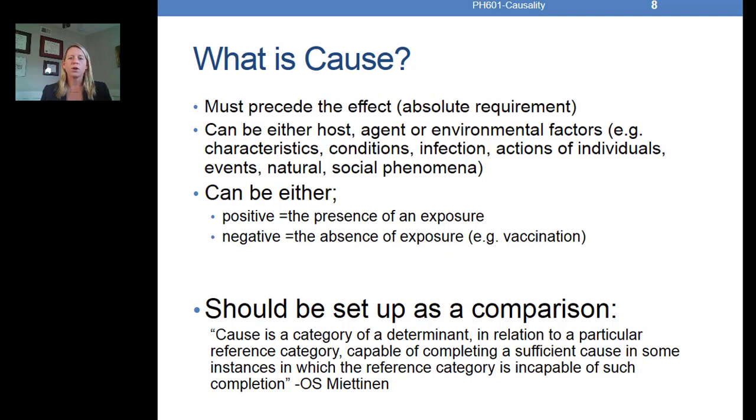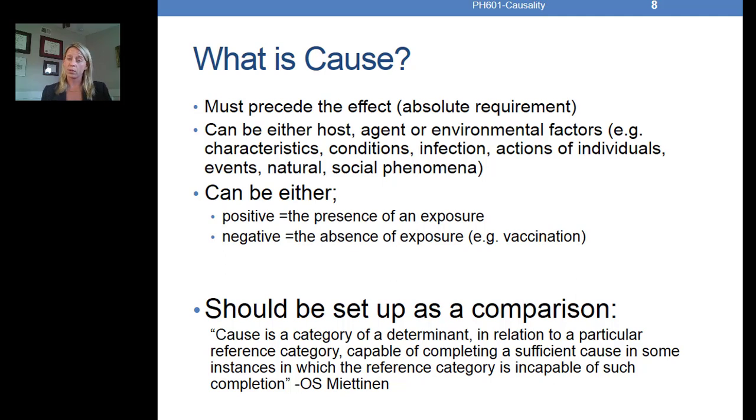So we all hopefully know now that cause is something that occurs before the outcome, so it must precede the effect. That's an absolute. And the cause itself can be a myriad of things. It can be some sort of environmental exposure. It could be a person-level characteristic, such as a genetic abnormality or a drug or injury, right? But nevertheless, these are the events that precede the outcome.